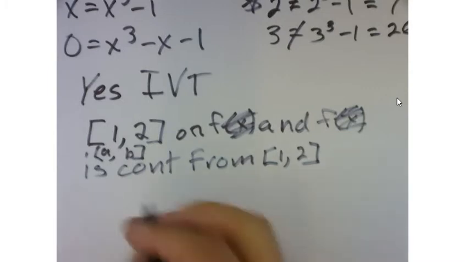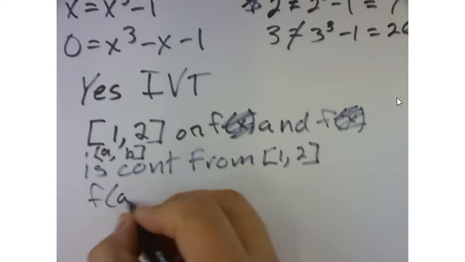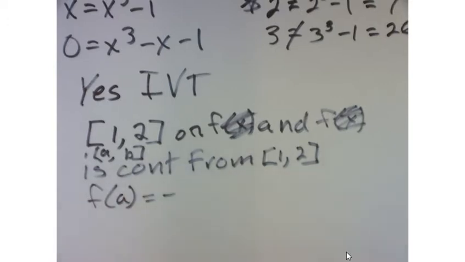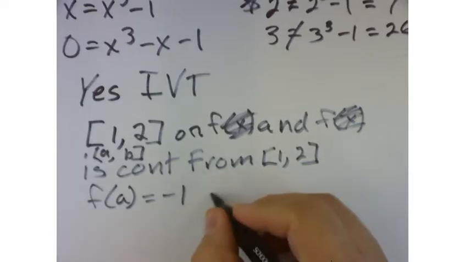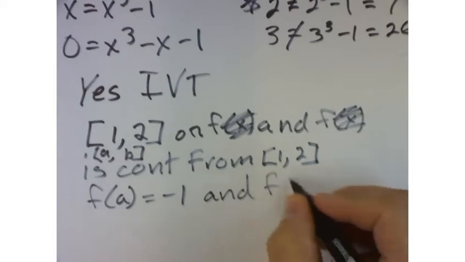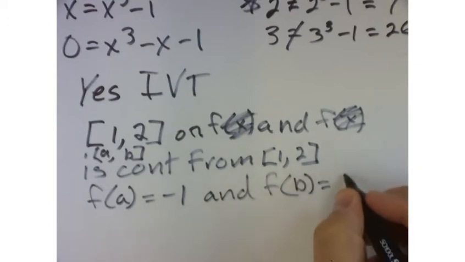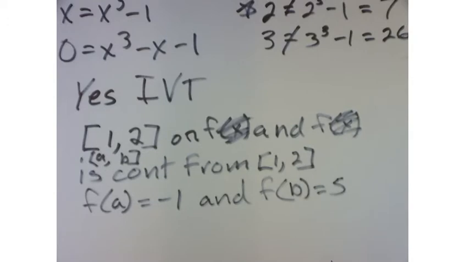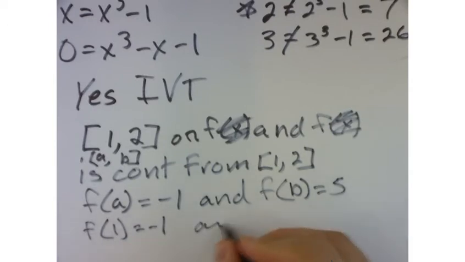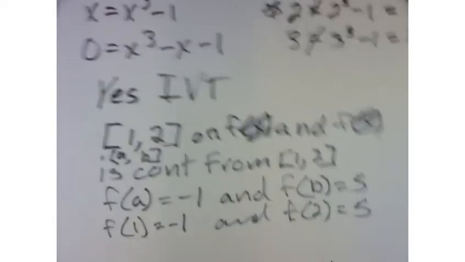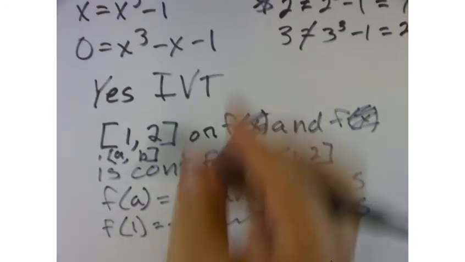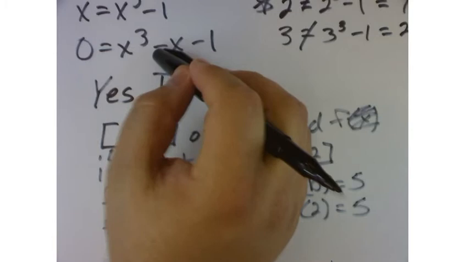And I could say that f of a was equal to, what was it, negative 5 or negative 1? Negative 1, and f of b was equal to 5, right? And I could write it like this. I could say f of 1 equaled negative 1 and f of 2 was equal to 5. Why is it equal to 5? Because that's the equation. Because 2 cubed is 8, minus 2 is 6, minus another 1 is 5, right?